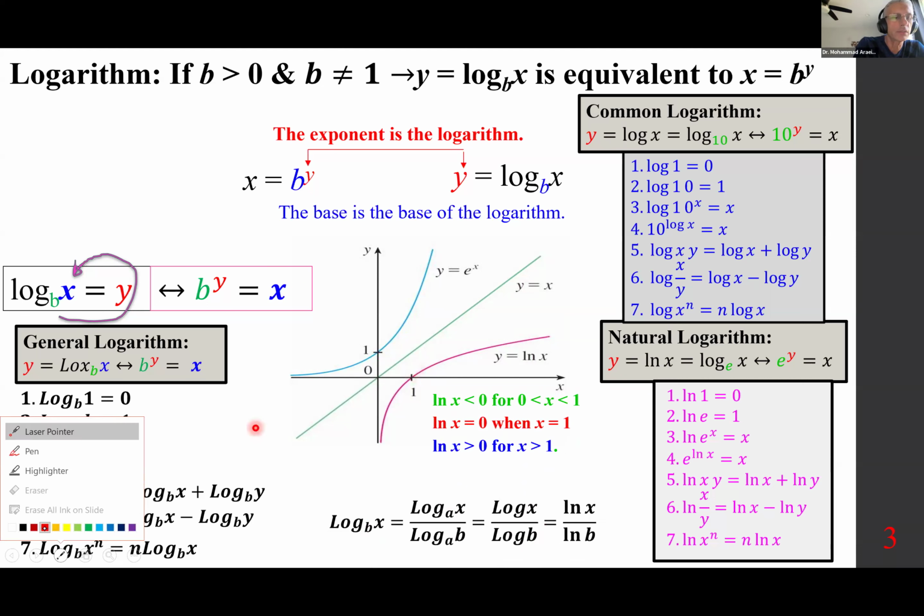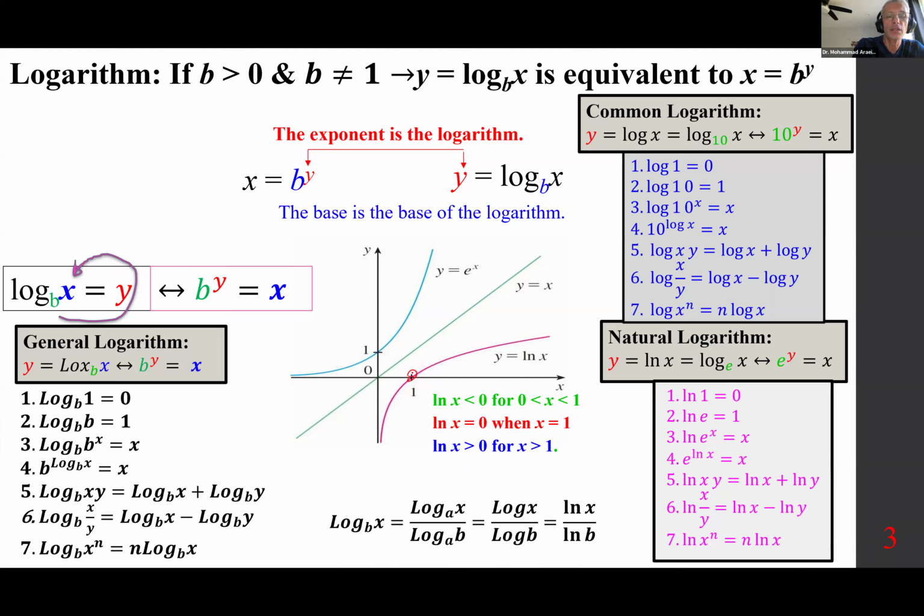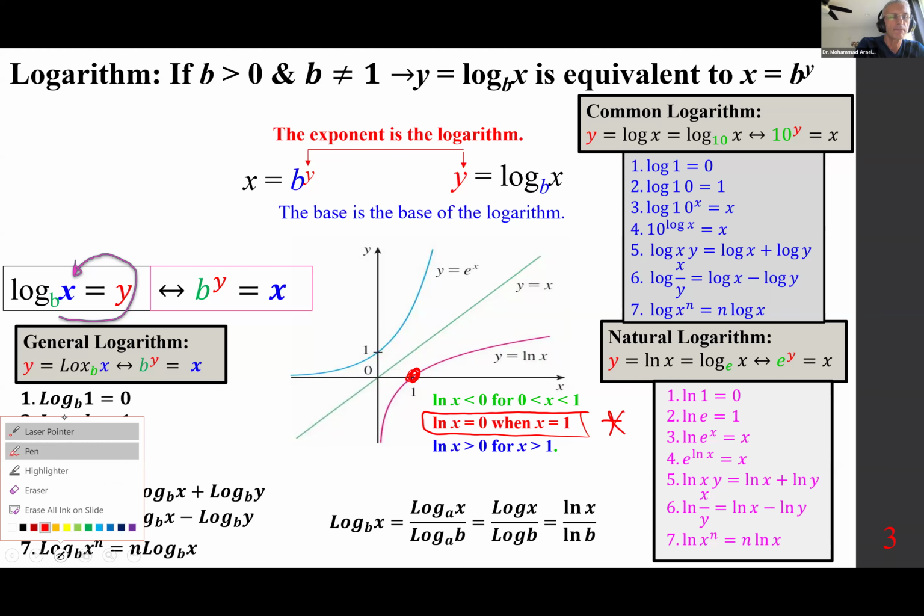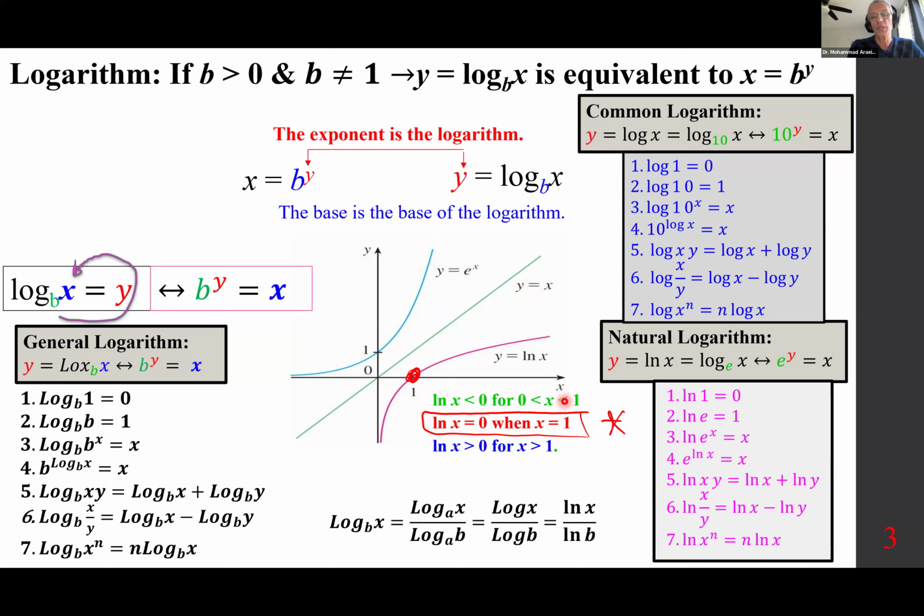We have the x-intercept at 1, 0. When x is between 0 and 1 here, ln x is negative, below the x-axis. When x is larger than 1, ln x is above the x-axis, and it's positive. That's all it says. You take the derivative of ln x, it's 1 over x.